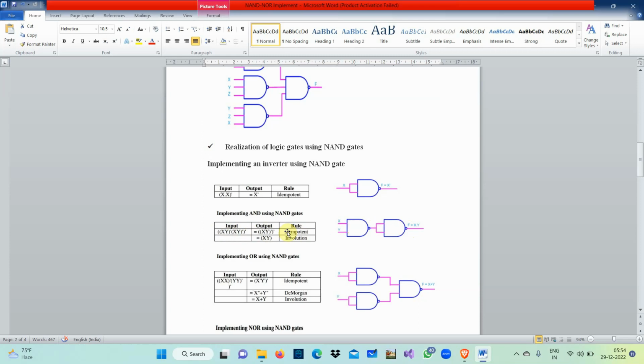How to find that? Using the same idempotent rule. If xy is equal to a, then transpose of a and again its transpose becomes a. A is equal to xy, so it becomes xy. The first one is the idempotent rule. The second one is the involution rule. You know all this: transposition of the transpose of any number is equal to the same number.